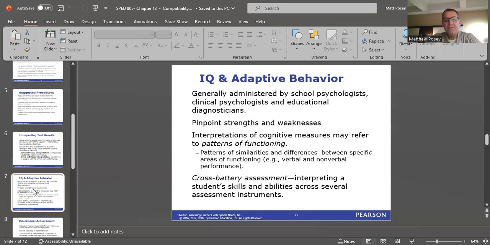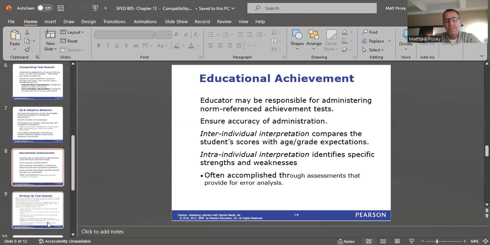We're looking for patterns of functioning. We're looking for similarities and differences between specific areas, such as verbal and nonverbal performance. And then we also look at a cross-battery assessment. And basically what we're doing is we're interpreting the student's skills and abilities across several assessment instruments. Okay, so we're using multiple instruments when we're measuring that child's ability.